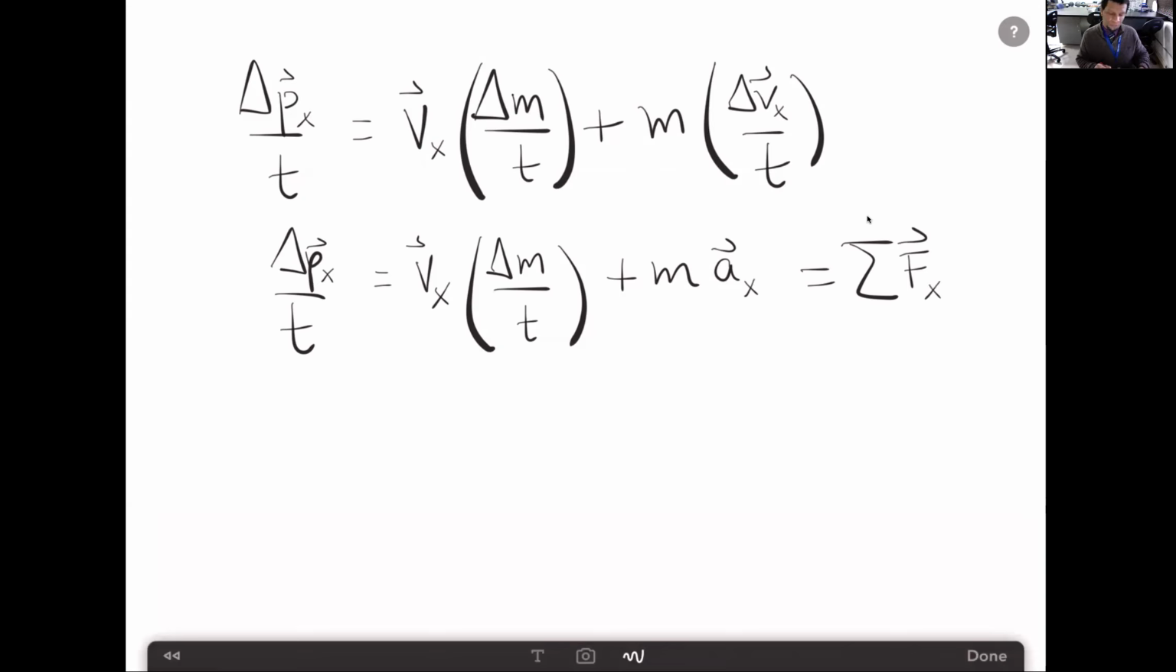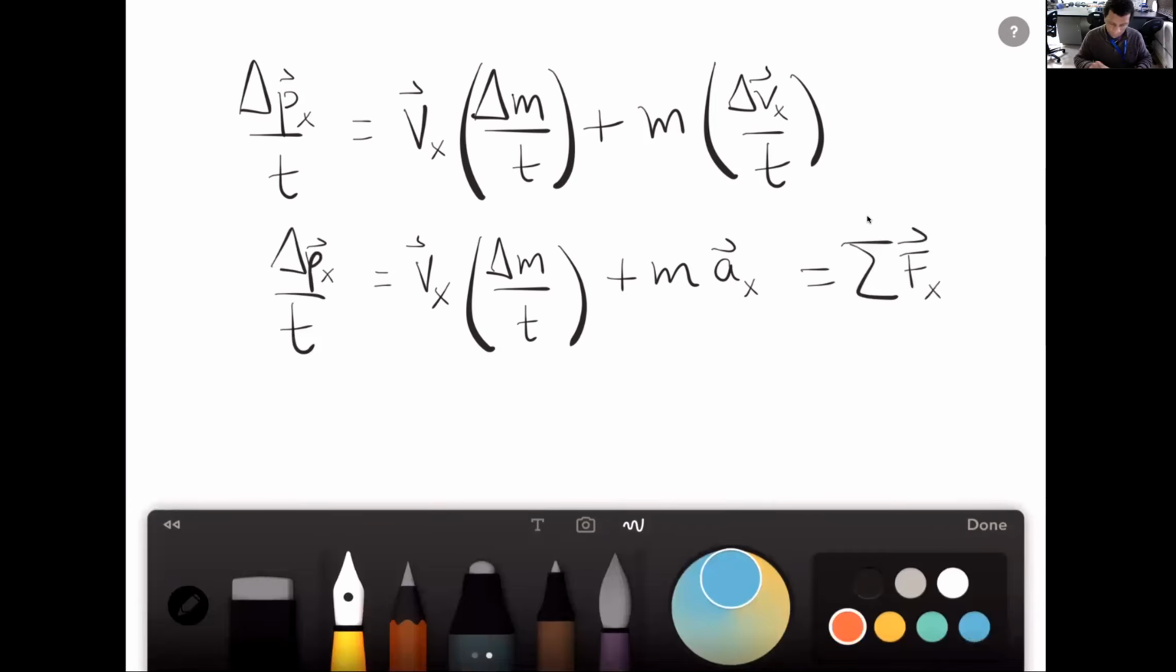So I just wanted to make sure that you knew that if the mass wasn't changing, as in a scenario where we're throwing a ball, like so, the mass isn't changing in this case. So this piece would go to 0. And thus we are back to the net force in the x direction equals mass times acceleration. Just so we understand what's going on.